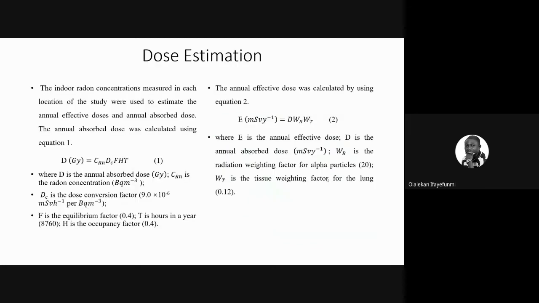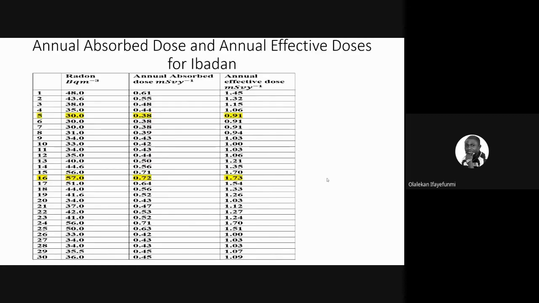From our results, we did dose estimation for the annual absorbed dose and the annual effective dose from the radon content that we got. These are the formulas that we used in calculating both the annual effective dose and the annual absorbed dose.